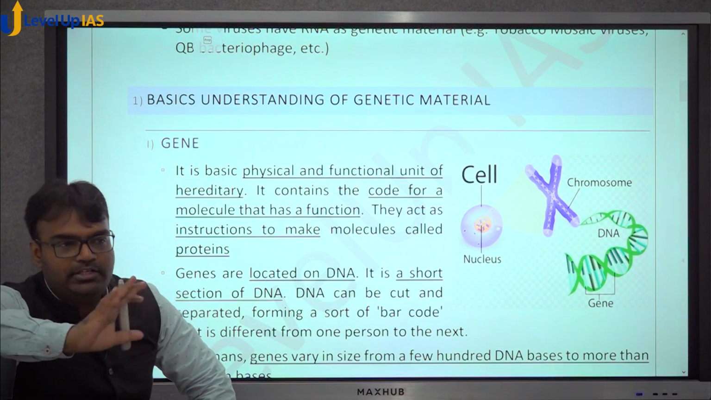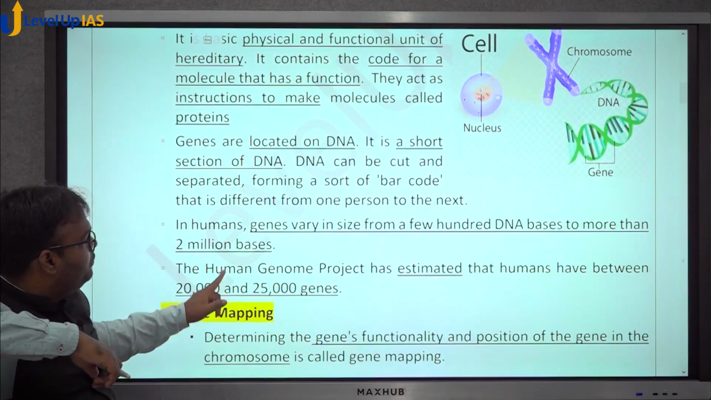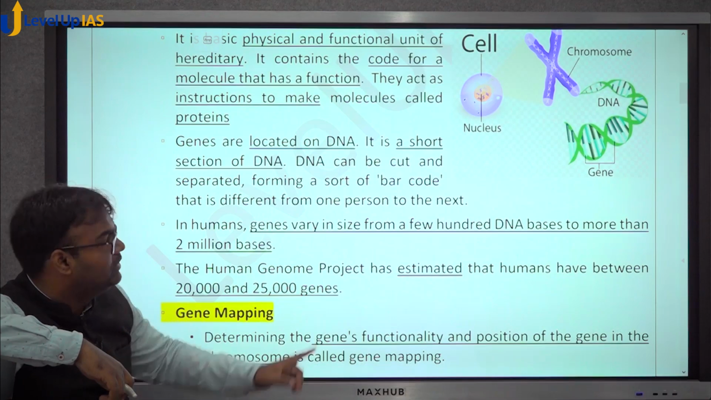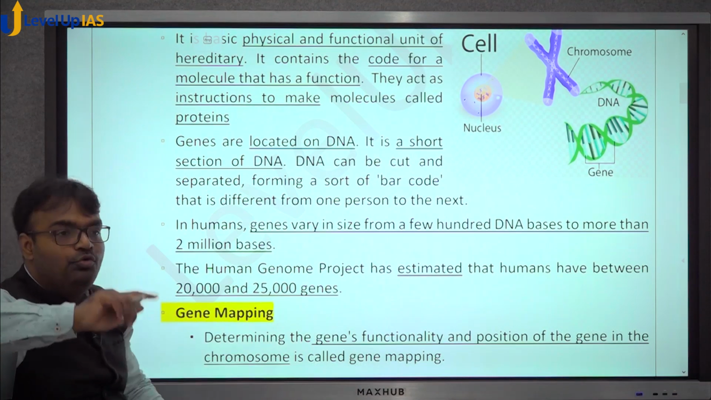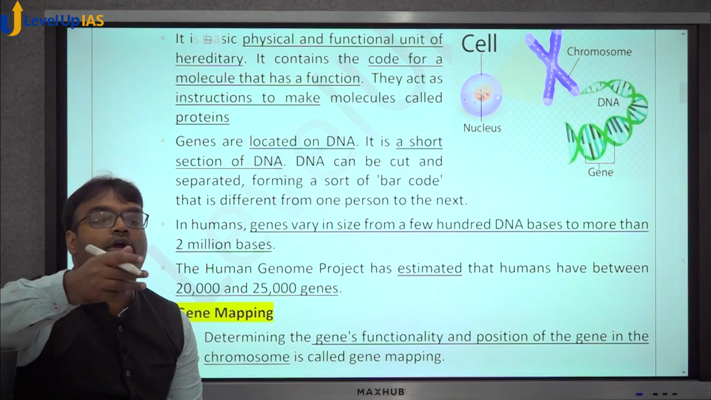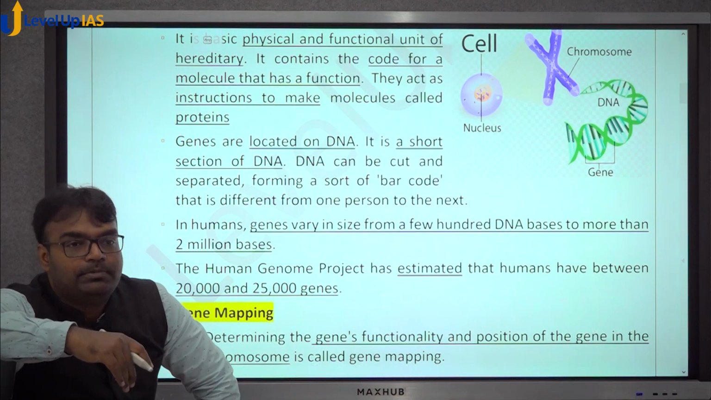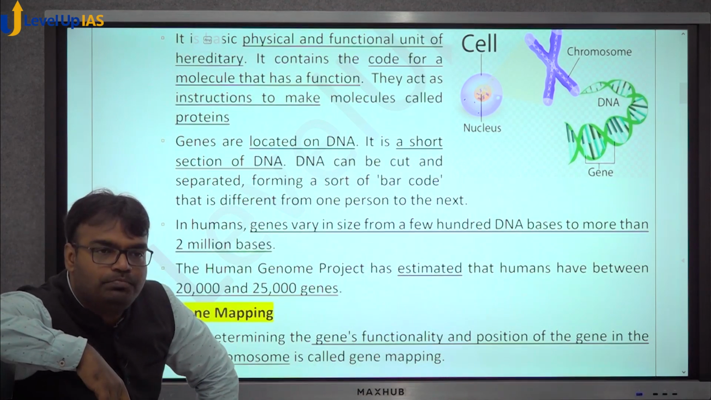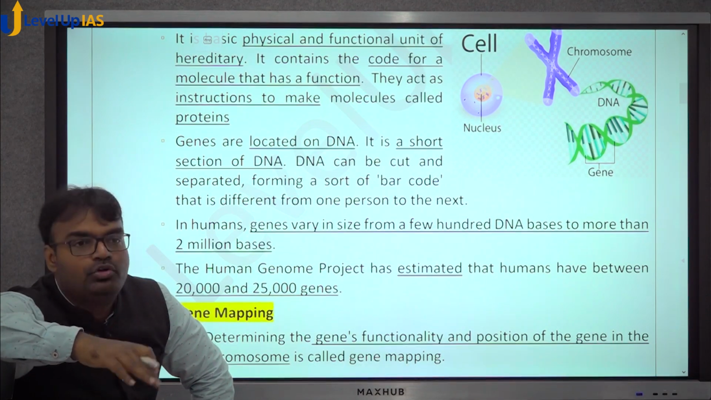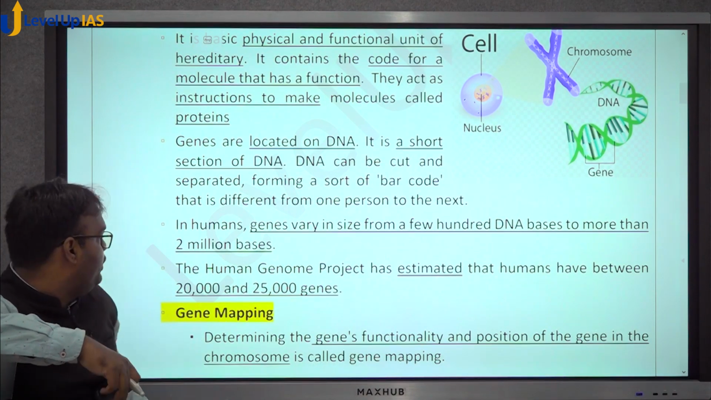Fine, did you understand this? Did everyone understand it well? Now, in humans, look here, genes vary in size from a few hundred DNA bases to more than 2 million bases. That is, one gene which is producing a simple protein may be made up of a few hundred base pairs. Bases means base pairs, ATCG, ATCG. It may be made up of a few hundred base pairs, or it may contain millions of base pairs. A complex protein would require more complex information being put there, so it would require millions of base pairs. Fine, this is also understood? Okay.